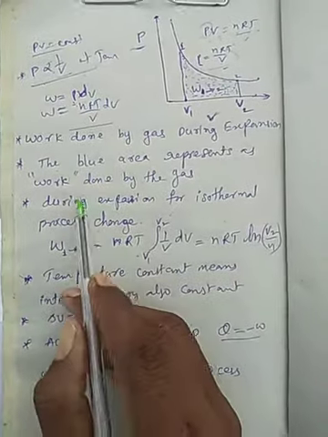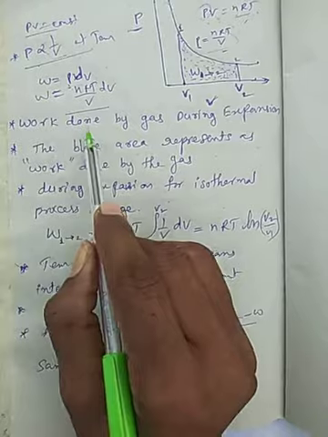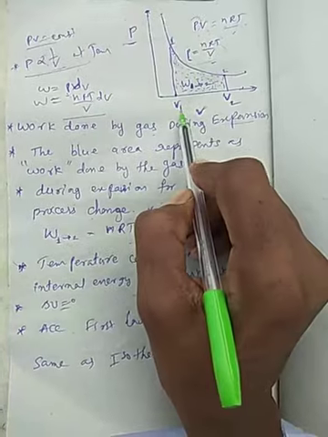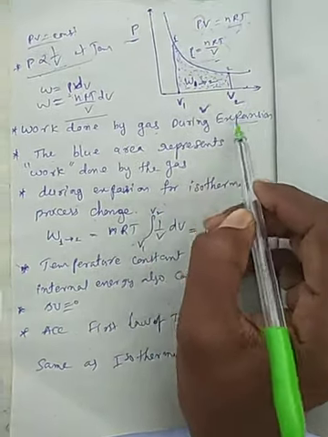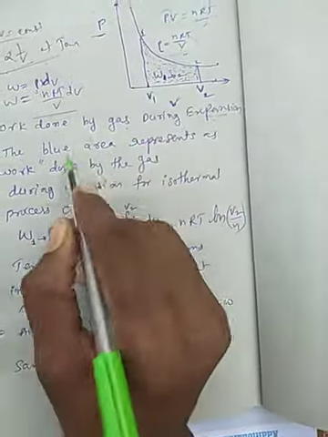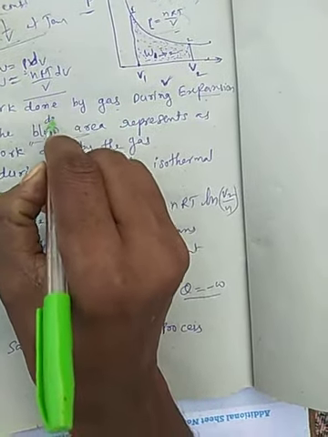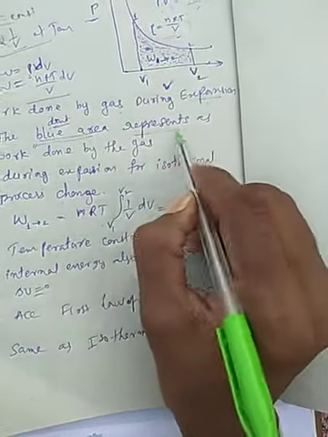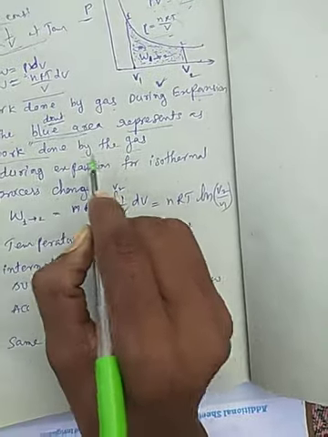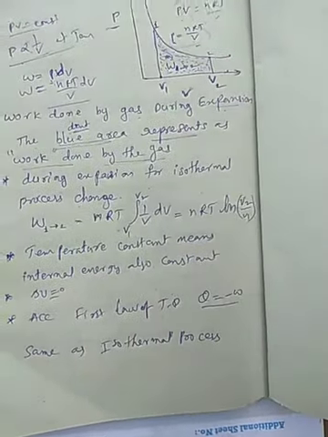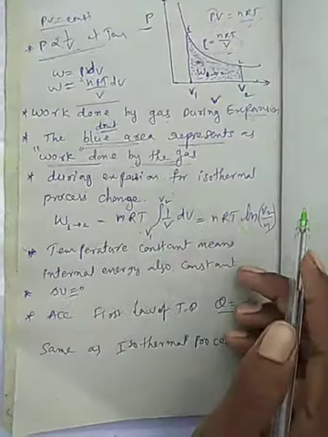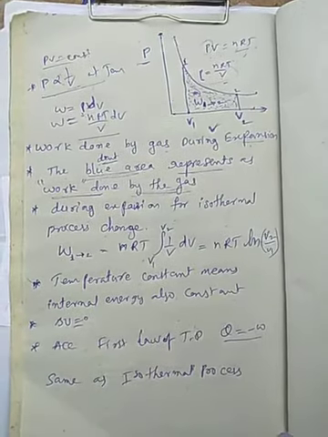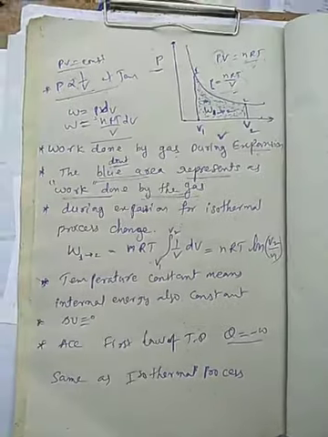Now the work done by the gas during the expansion: before expansion the volume is V1, after expansion it is V2. Here to here the gas expanded. This blue dotted area represents the work done by the gas. In the cylinder we have the gas, and it does work itself, which means the volume increases as the pressure decreases.